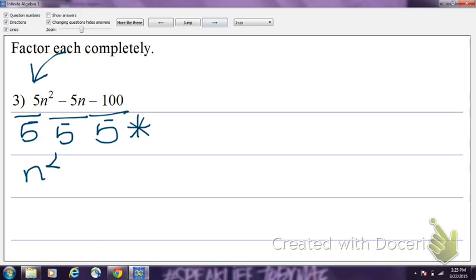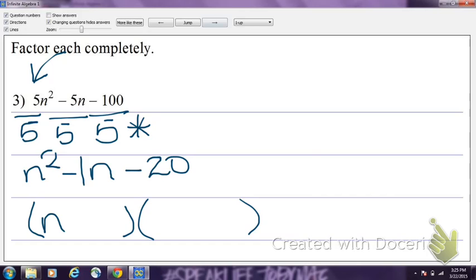So we get n squared minus 1n, or just minus n, minus 20. Here we're looking for factors that multiply to 20, and they're going to have to add to -1. If it's a -1, they're probably subtracting. So we take an n in each, so we get n squared, and the factors of 20 that will subtract to 1 are 5 and 4. In order to get a -1, it has to be a +4 and a -5.